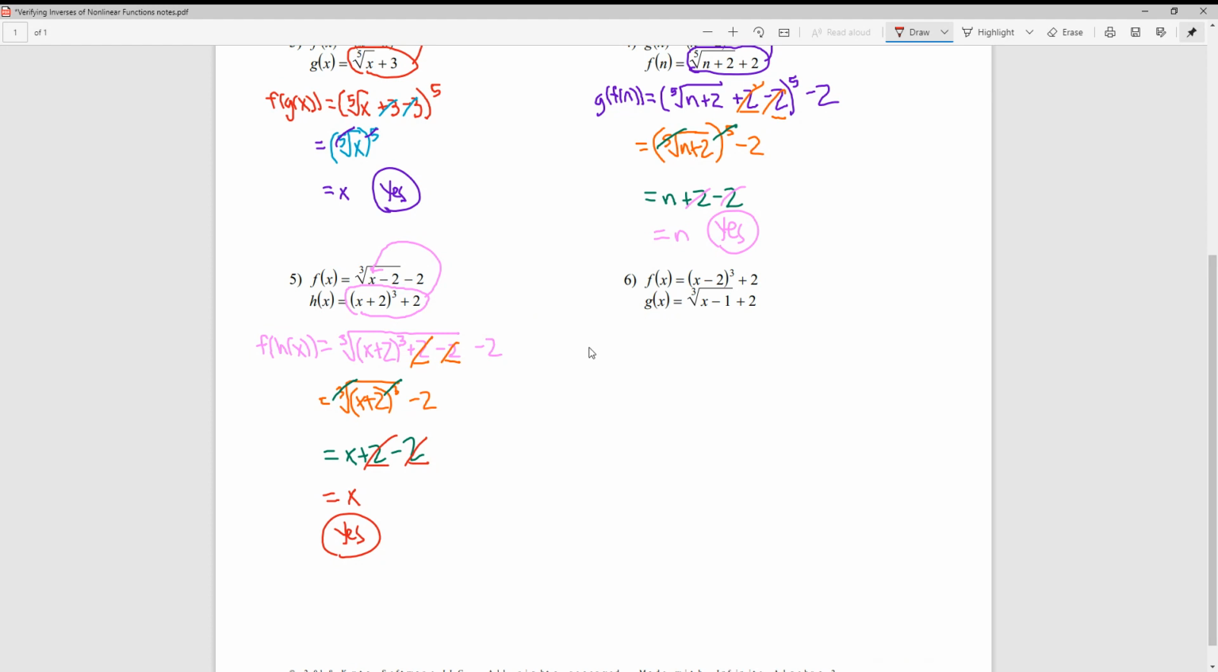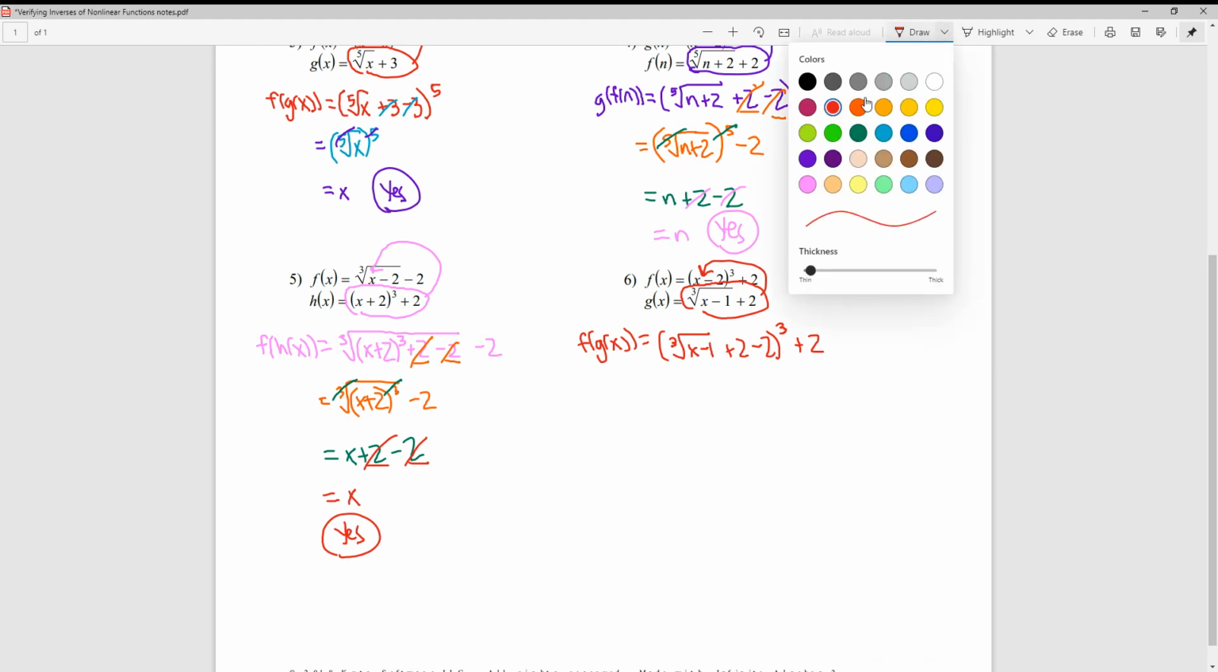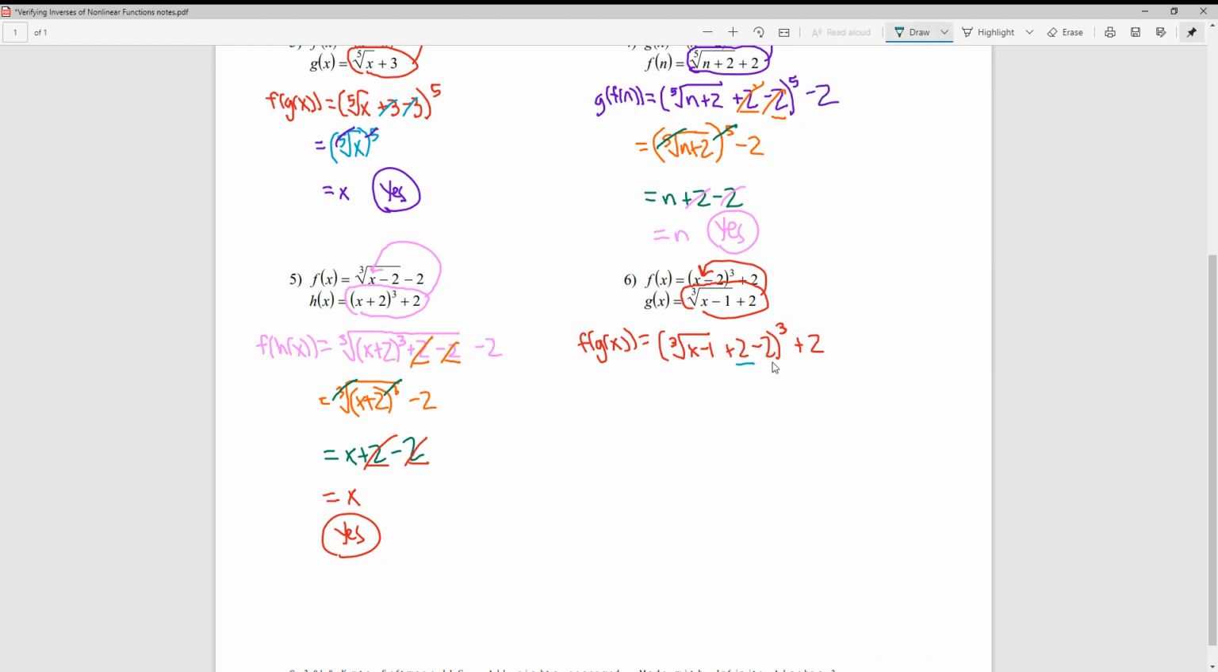Last one, I am going to plug the g function into the f function. So all of this will go here, which is going to look like parentheses. The g stuff, cube root of x minus 1, plus 2 on the outside. Then I still have another minus 2 inside the parentheses, third power, and then a plus 2 at the end. Inside the parentheses, plus 2 and minus 2 are opposites, so they cancel. I still have cube root of x minus 1, third power on the outside there, and then a plus 2.